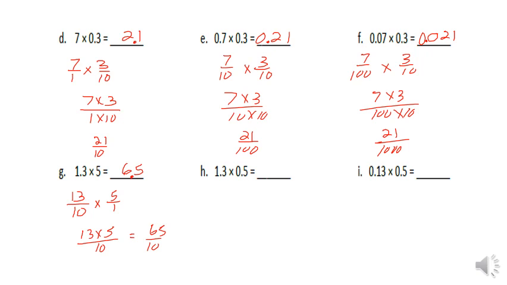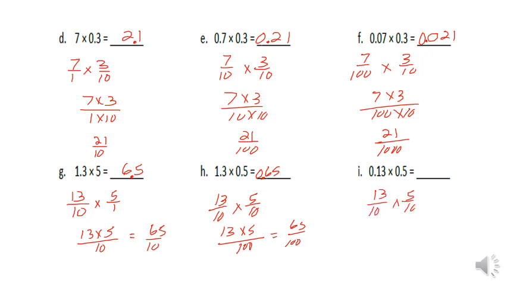On the next one, once again, 1 3/10 becomes 13 tenths times 5 tenths, which gives us 13 times 5 over 100, which equals 65 hundredths. So 65 hundredths, the 5 has to go in the hundredths spot. Our last one, 13 tenths times 5 tenths, gives us 13 times 5 over 10 times 10, which is 65.